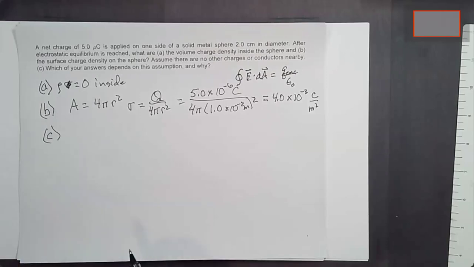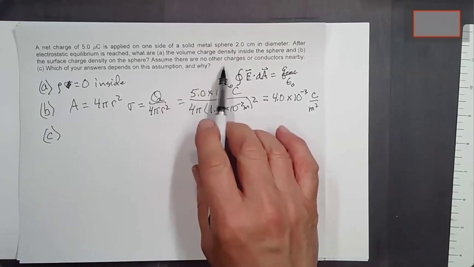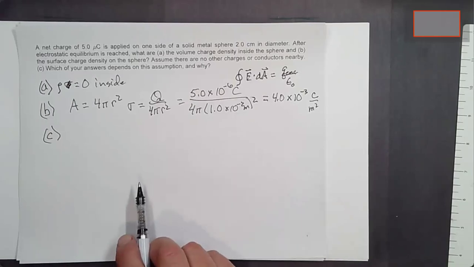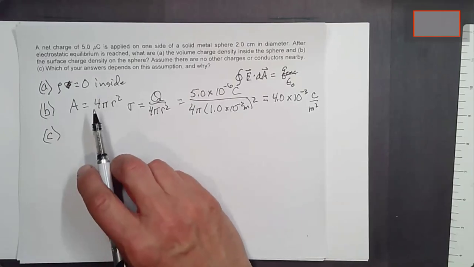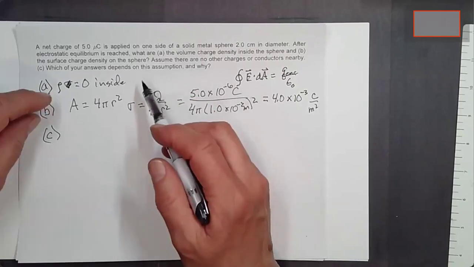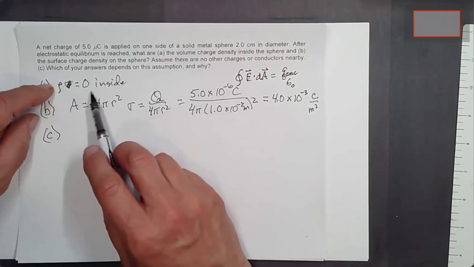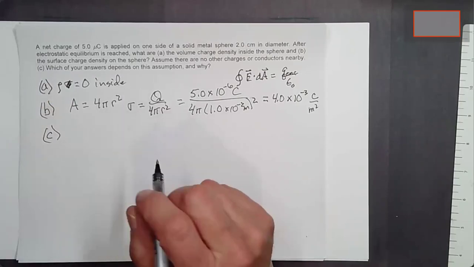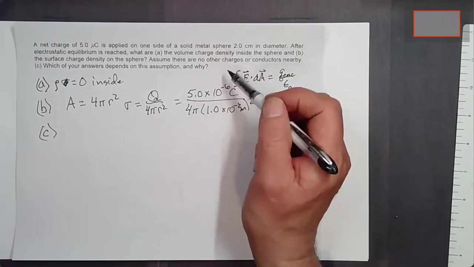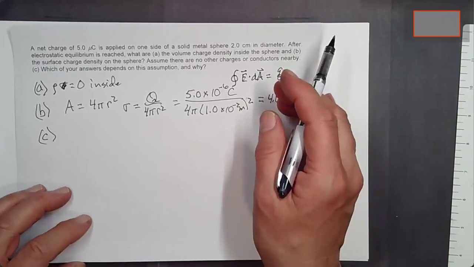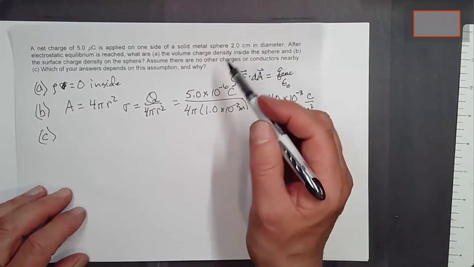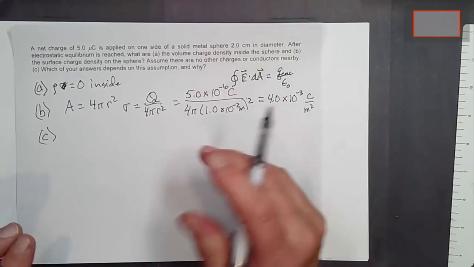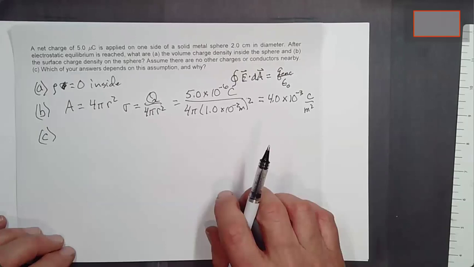Now, part C. Which of your answers depends on the assumption that there are no charges or conductors nearby? Okay, well, if this is an electrostatic situation, there's always going to be no volume charge density inside. However, this is a metal sphere. That means it's a conductor. If it's only the charge that's on the sphere, it'll be nice and evenly distributed.